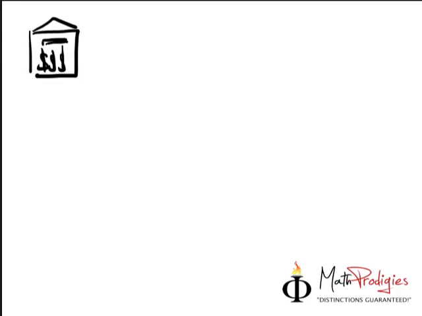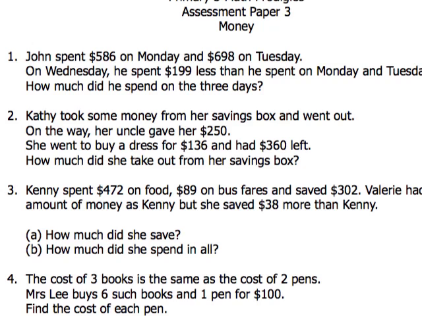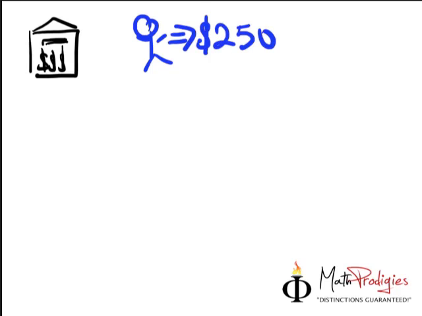Now, let's go into the next part of the question. It says that on the way, her uncle gave her $250. Wow, very generous uncle, isn't he? So this is her uncle who gave her $250. Wow, a lot of money.